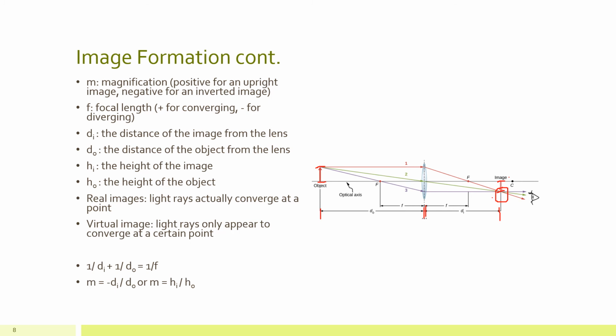So to review these terms, using our picture below, M is going to be a negative number because our image is inverted, and it is going to be less than 1 because our image is smaller than our object. We know F to be the length of our focal point to our lens, our distance of DI to be our distance from our image to our lens, and DO to be our distance from our lens to our object. We know that HI is the height of our image and HO is the height of our object.